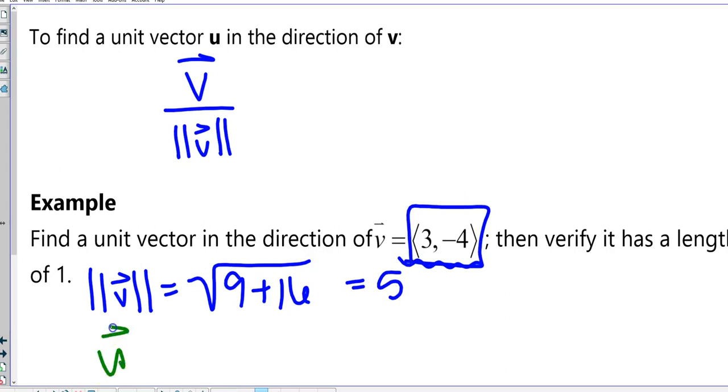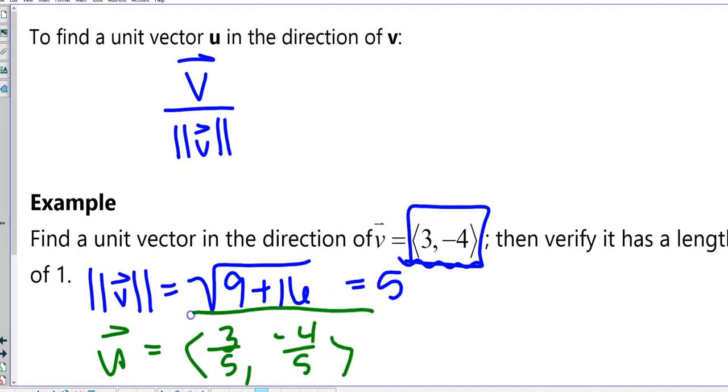So the unit vector is going to be what? 3 over 5, comma. Absolutely, that's all. That's your answer, okay? And I could verify, if I now take the magnitude of this, I'd get square root of 9 over 25 plus 16 over 25, which is 25 over 25, which is 1.